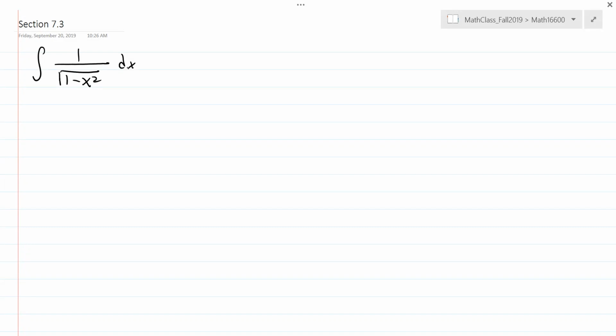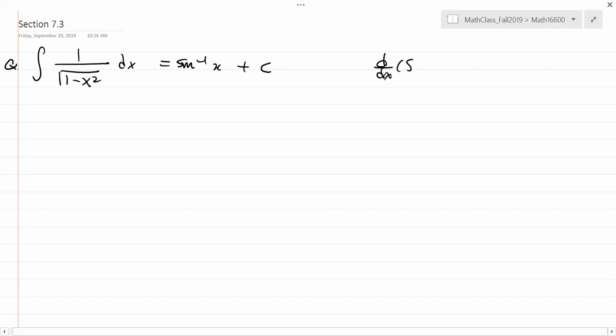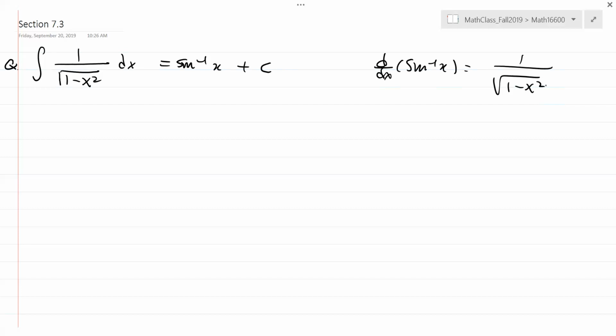So if you remember this, maybe you get the answer right away, right? So this is going to be arc sine x plus a constant, because I know the derivative of arc sine x is going to be this. Okay, it's no problem. If you don't know this, are we able to get it?